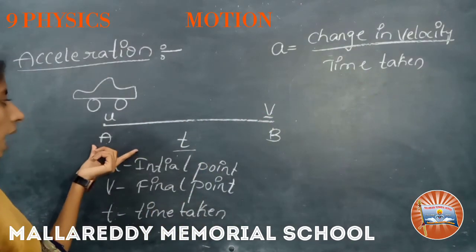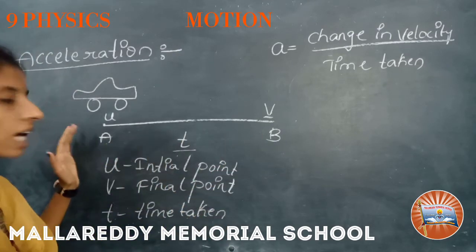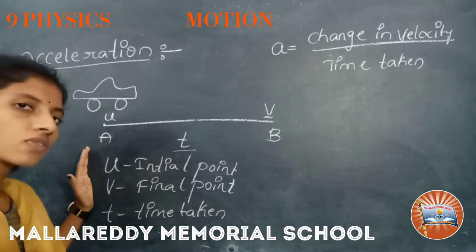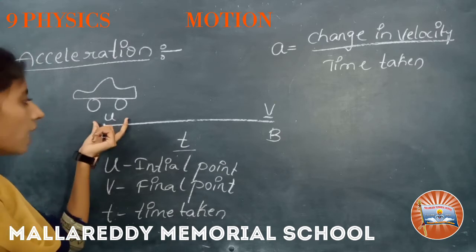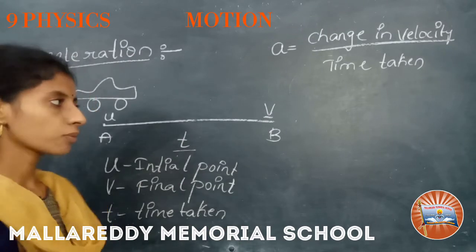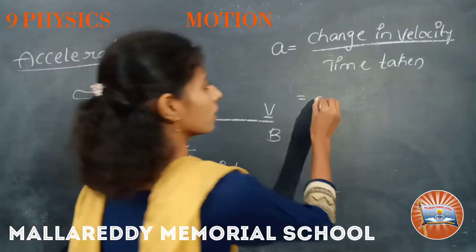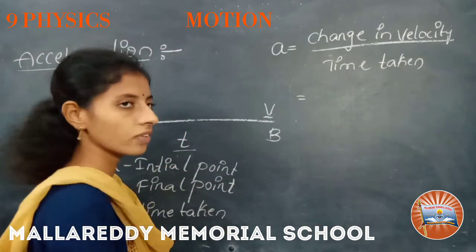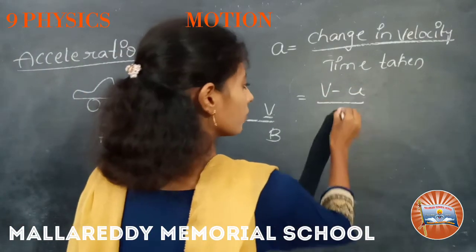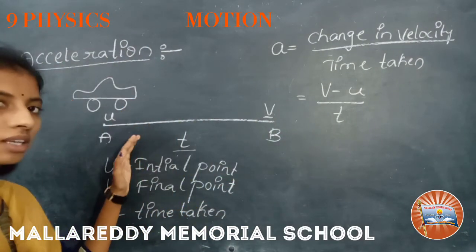Here the car travelled from point A to point B. How can we calculate the change in velocity with respect to time? Always we subtract the initial from the final, that means final minus initial. So the final velocity is V and the initial velocity is U. The time taken is T. So a = (V - U)/t is the way to calculate the acceleration of the car.